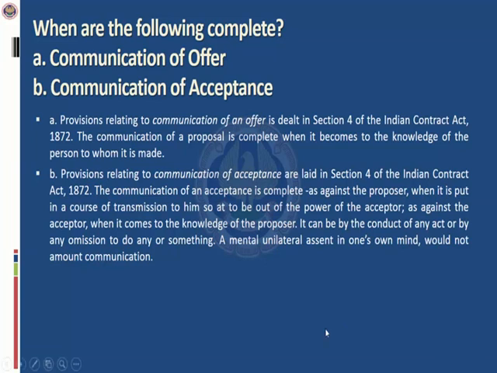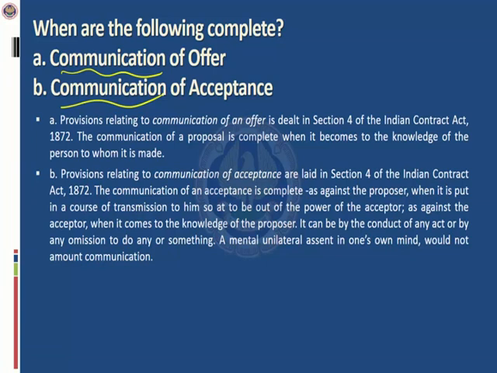Now we've talked about what is an offer, what is a valid offer, how it is differentiated from an invitation to offer, and rules regarding an offer. We've talked about what is acceptance and rules regarding acceptance. But what is important is that communication of both offer and acceptance is also important. That is, my offer should be communicated to the person from whom I'm expecting acceptance, and his acceptance should also be communicated back to me.